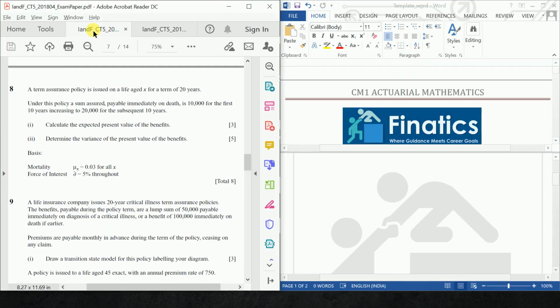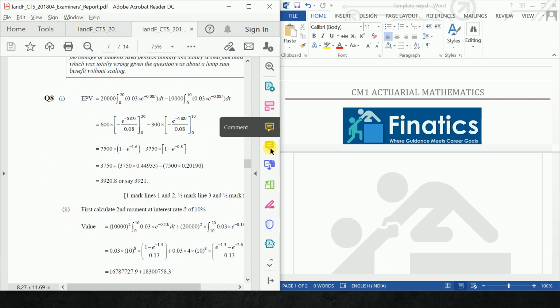So this is the question. A term assurance policy is issued to a life aged x for a term of 20 years. Under this policy, a sum assured payable immediately on death is 10,000 for the first 10 years, increasing to 20,000 for the subsequent 10 years. Calculate the expected present value of the benefits. Determine the variance for the present value of benefits, basis mortality and force of interest.